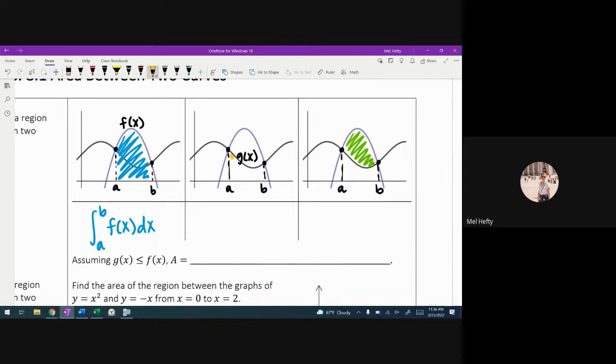I also know how to find the integral between this curve and the x-axis. How could I do that? Integral of g of x, still a and b. Now, if you heard Herbie spoil it, sorry. But if you didn't, let's try to predict. How do you think I would find the green area with the blue and the yellow area?